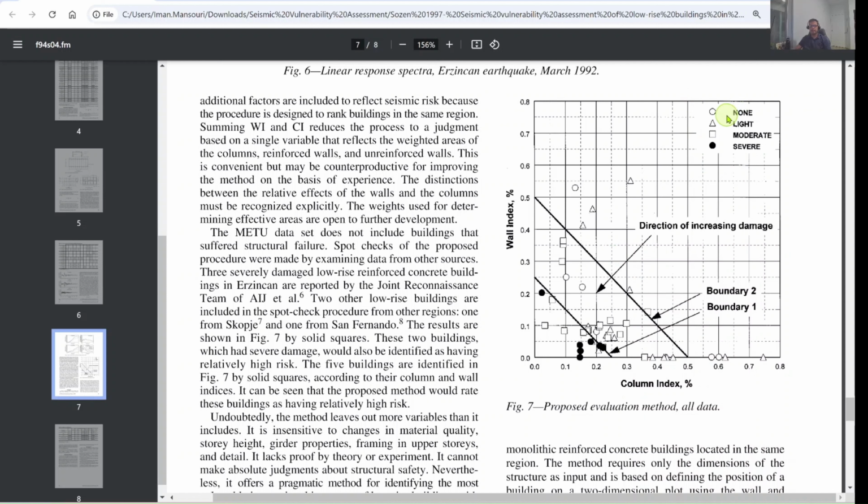Buildings in this category actually experience no or negligible damage during the earthquake. Light, this category represents minor damage, so the building remains functional. Moderate, here we see significant damage that would require repairs before the building can be fully functional again. Finally, buildings in the severe category suffer extensive damage or are likely to collapse, posing a serious safety risk.